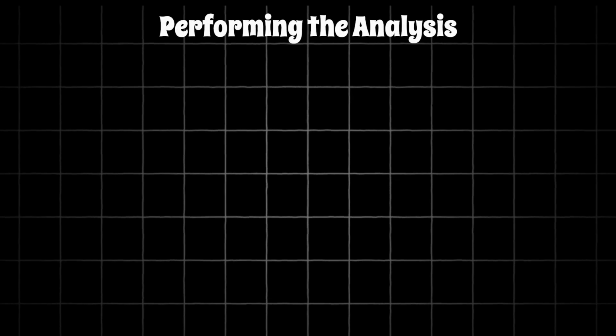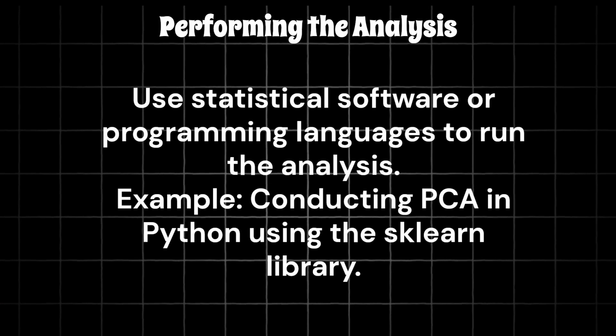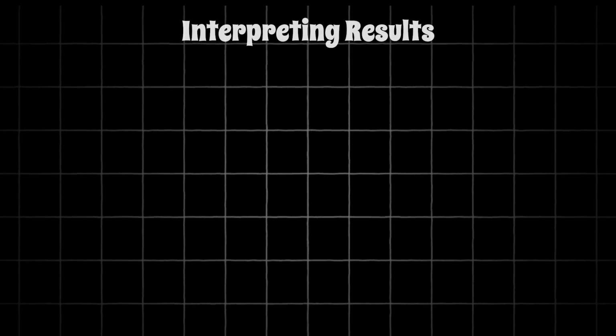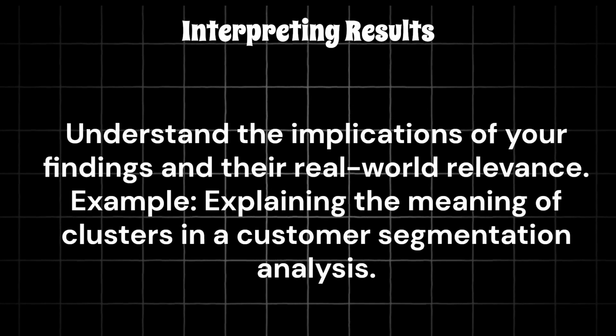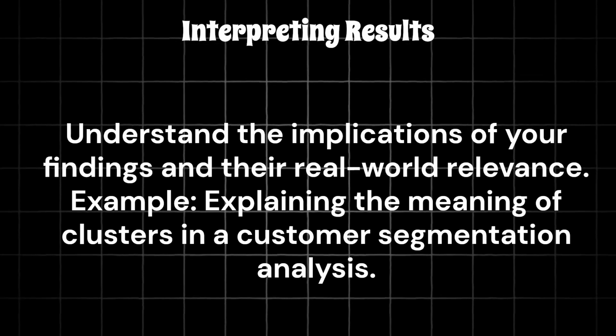Third, running the analysis. Use statistical software or a programming language like R, Python, or even Excel. For instance, Python's statsmodels library is great for regression, while sklearn is ideal for PCA. Fourth, interpreting results. After running the analysis, focus on understanding what the output tells about the relationship between variables. For example, in regression, look at the coefficients to see how each independent variable influences the dependent variable.